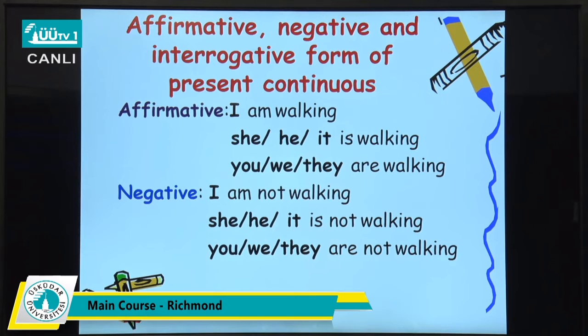In the negative, we use not with am, is, are. I am not walking. She is not walking. You are not walking. We are not walking. It is not walking.